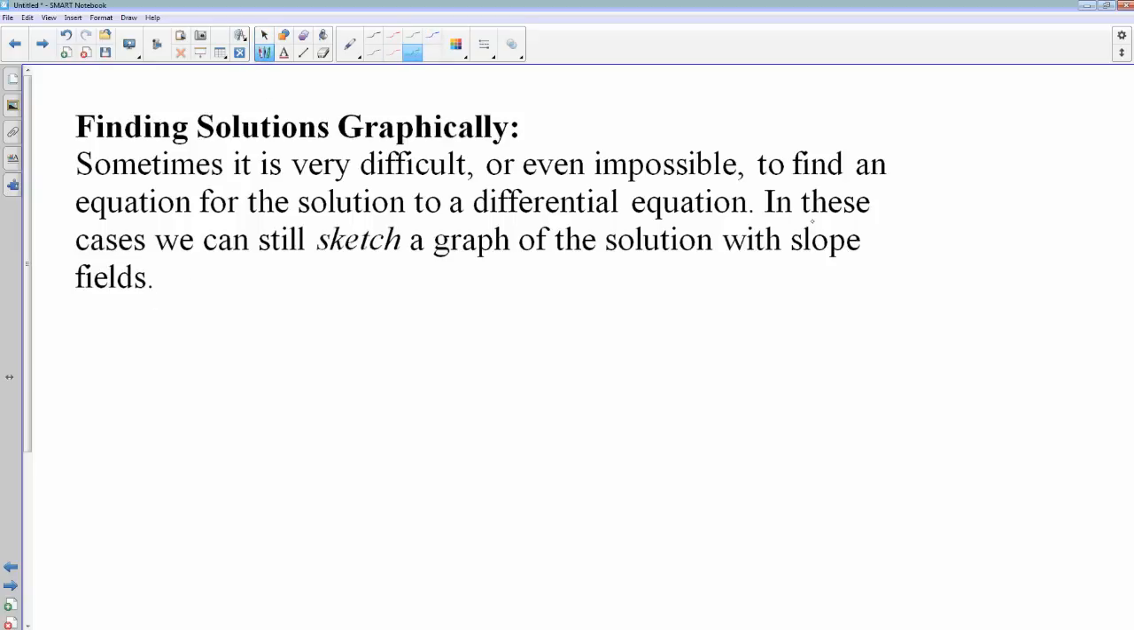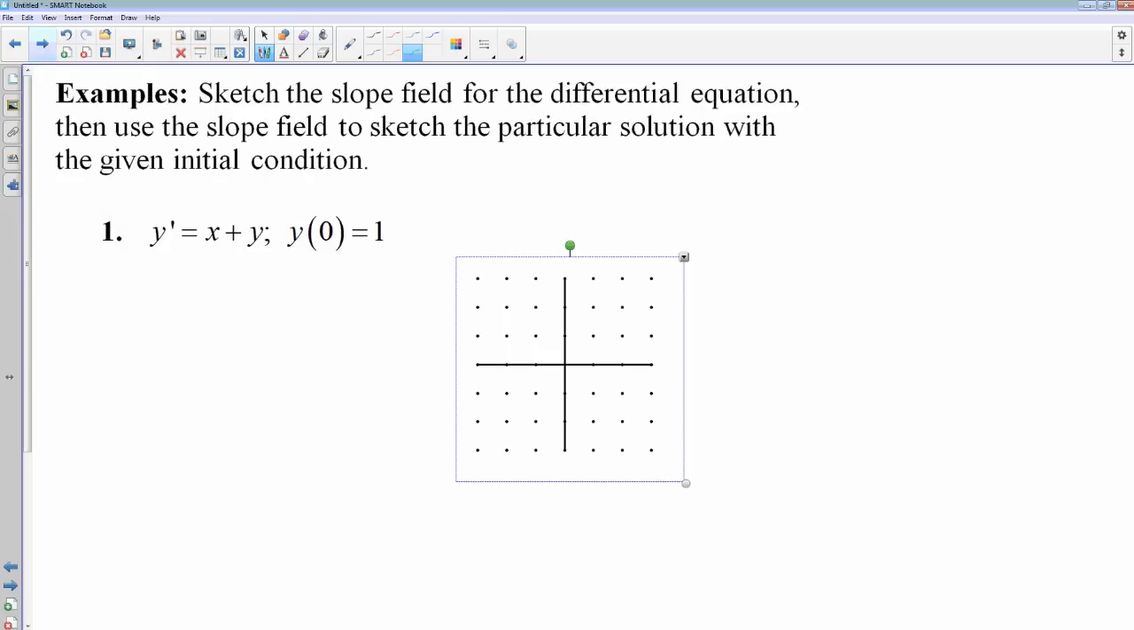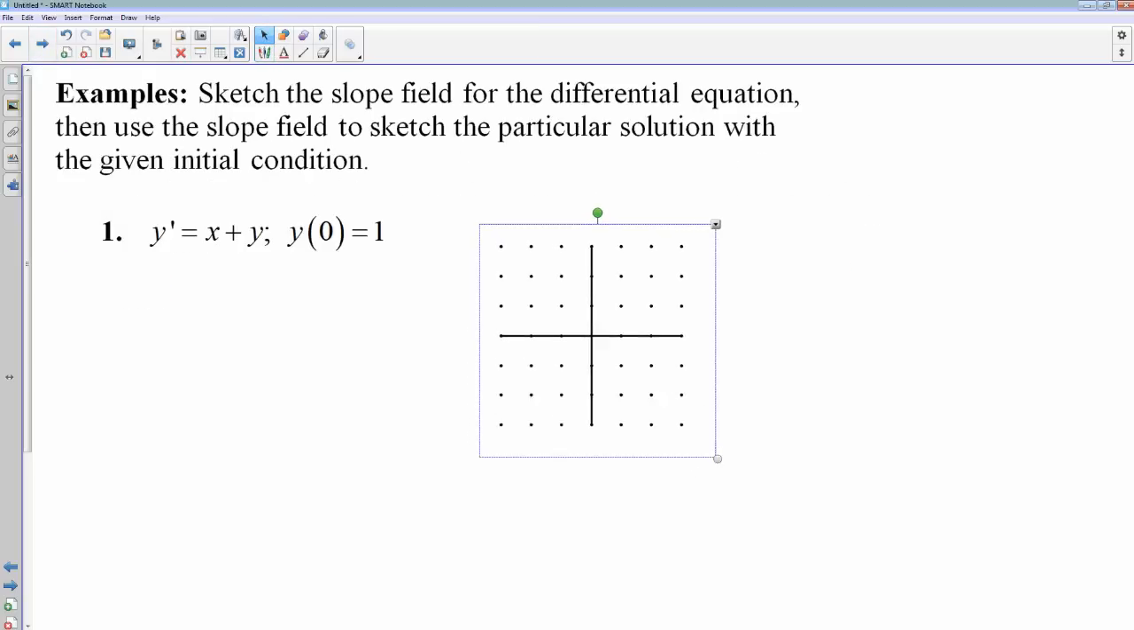Slope fields on the AP exam in recent years have been fairly common. I don't know why they love slope fields. But they do, and you like slope fields too. Trust me, you're going to love them. They're tedious, monotonous, annoying, but oh so easy.